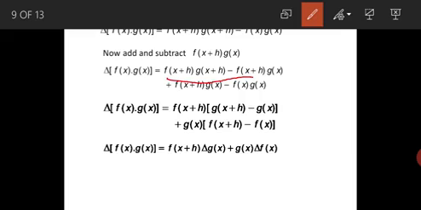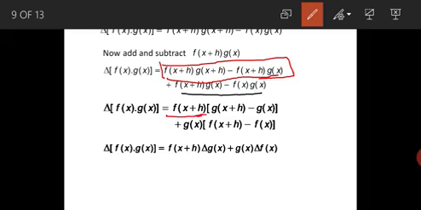This is my first bunch. This is my second bunch. Okay. So what I will do in the first bunch, in the first terms, I will take f of x as a common in this part. In this part I will take common as f of x plus h. Now you can see it here. F of x plus h, I have taken it as a common. So what will be left out? G of x plus h and g of x.